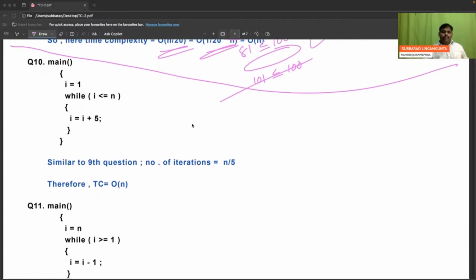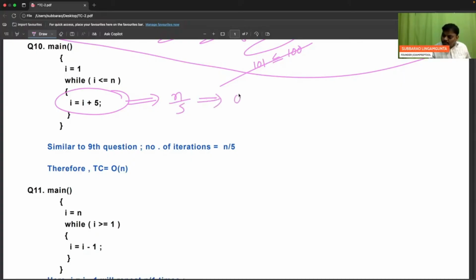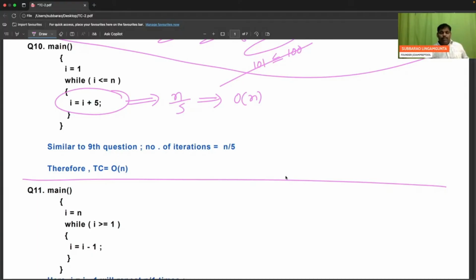Can you go to question number 10? Similar problem. See the similar problem. Time complexity means loop only. If you observe clearly this loop, always you are incrementing by 5. So it's going to be n by 5, which is nothing but big O of n, omega of n, theta of n. Any symbol you can use. So the actual time complexity of this program is n by 5, which can be written as theta of n. I think problem number 10 also we are done.